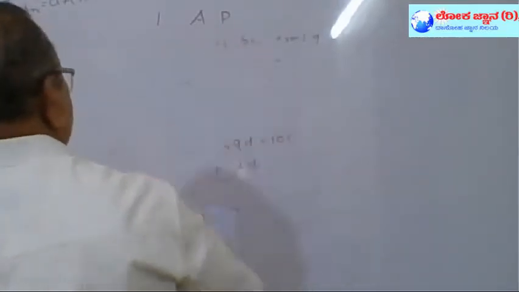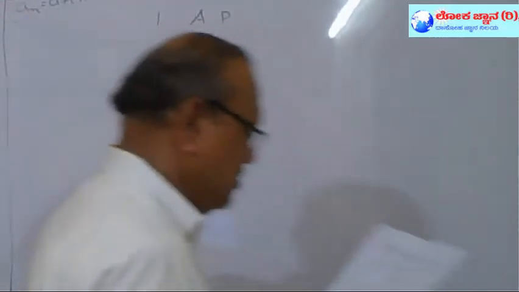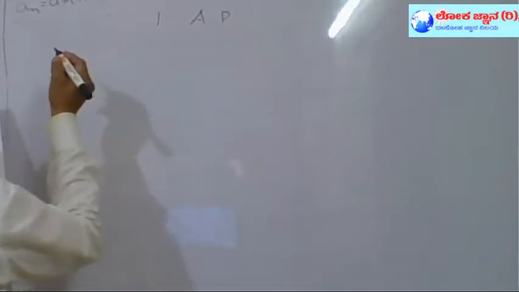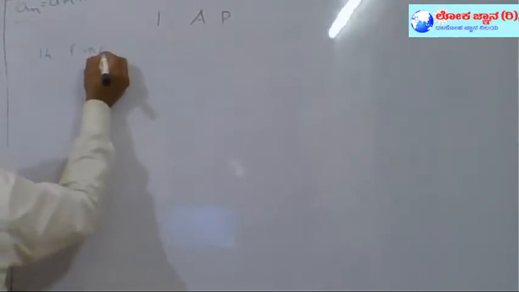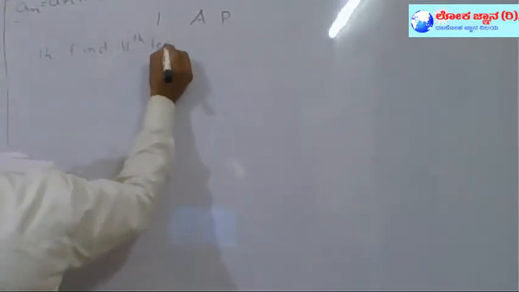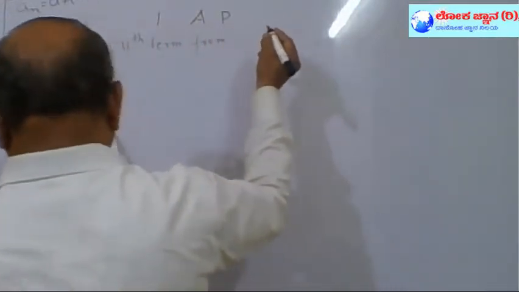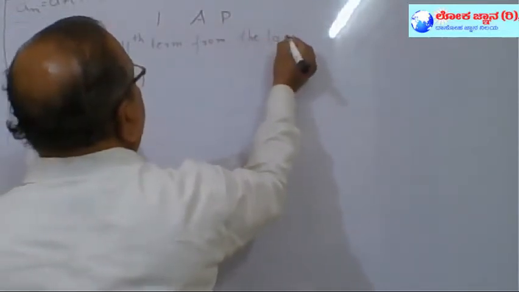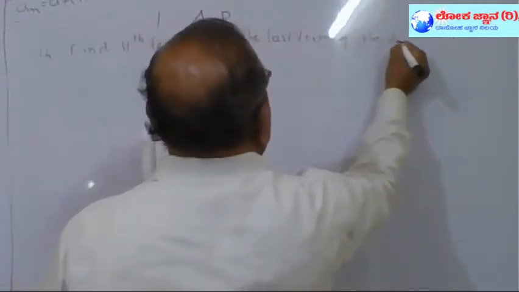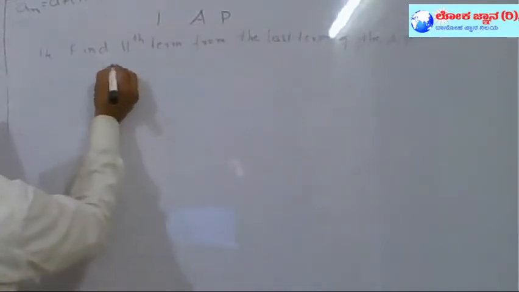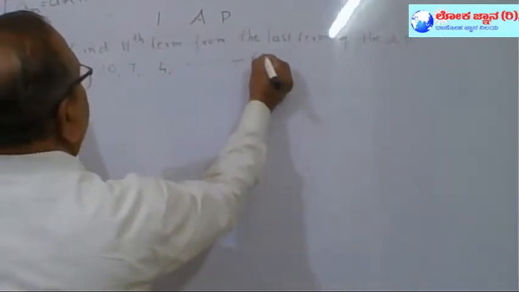Problem number 14. Find the 11th term from the last term of the AP 10, 7, 4, and so on, up to minus 62.